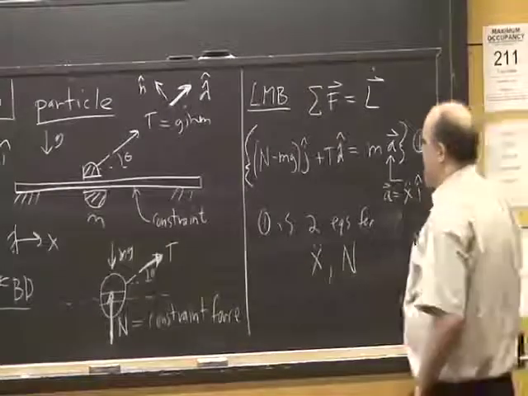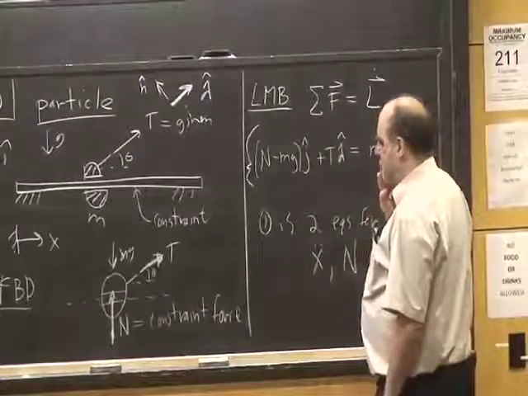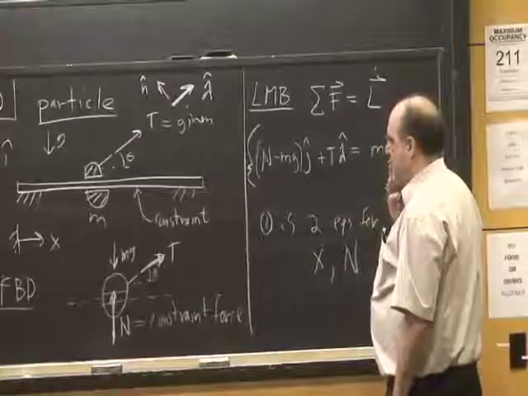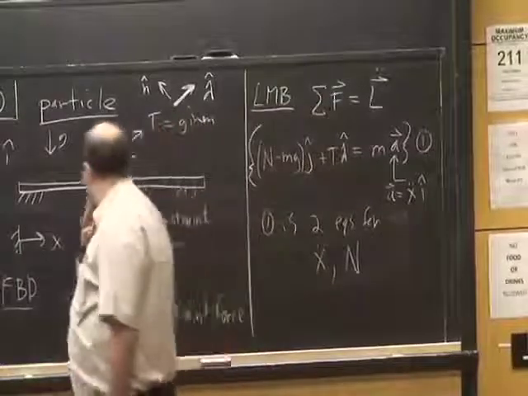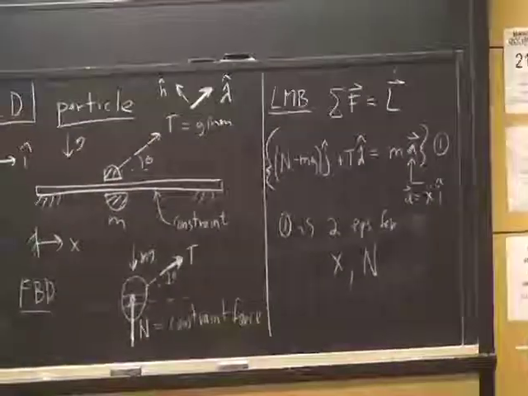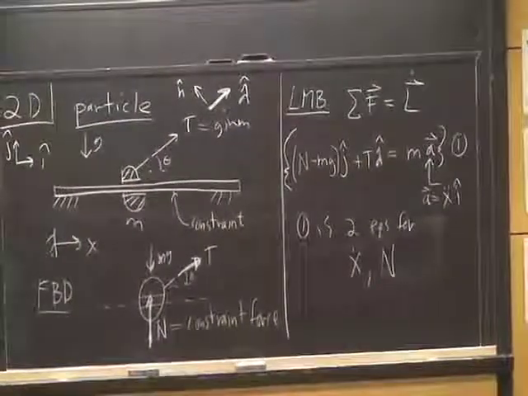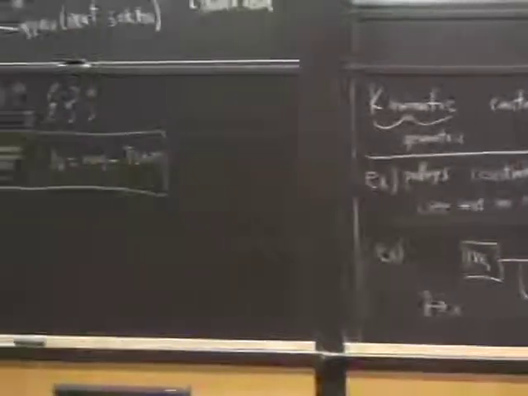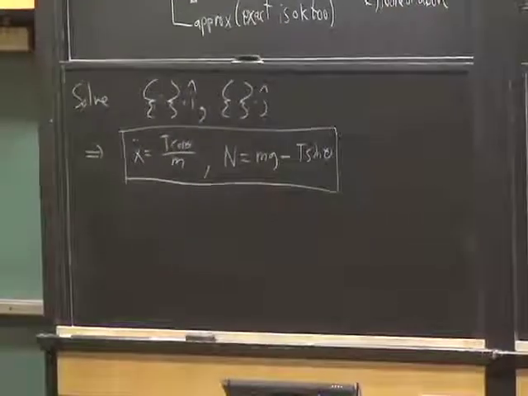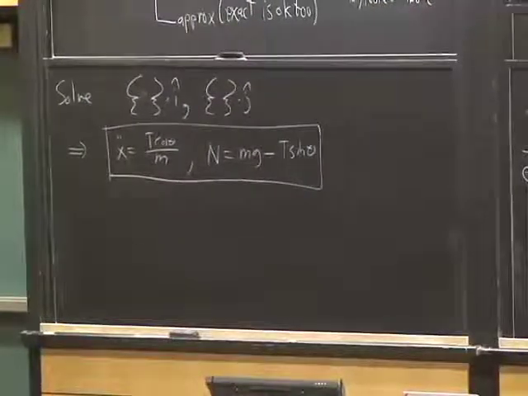If we just sum forces in the y direction, we would find n. That's right. But what do we mean by summing forces in the y direction? We mean take linear momentum balance in the y direction, and there's no inertial term because we assume the acceleration in the y direction is 0. So you have to be careful with the language.